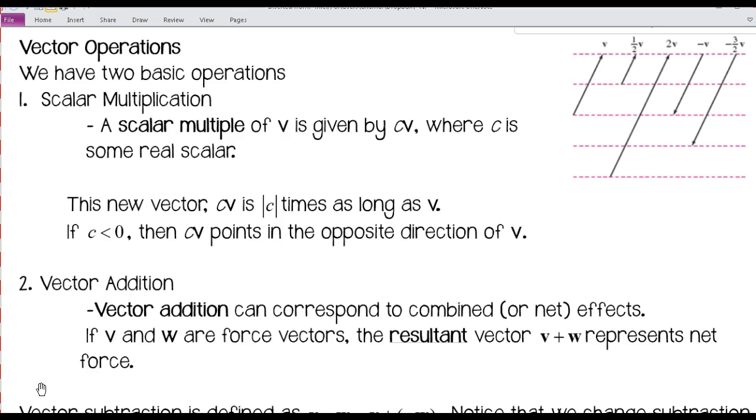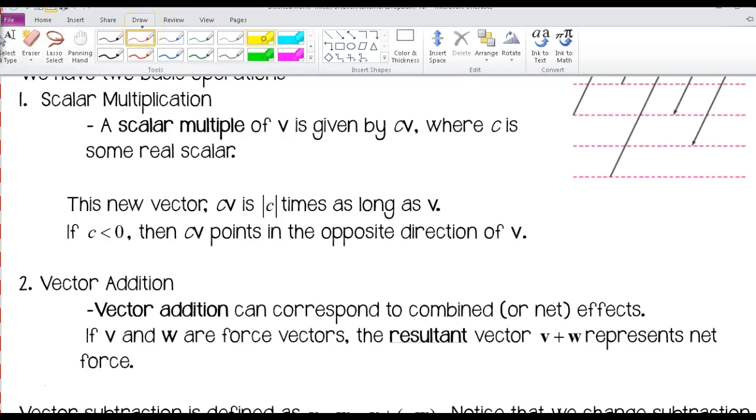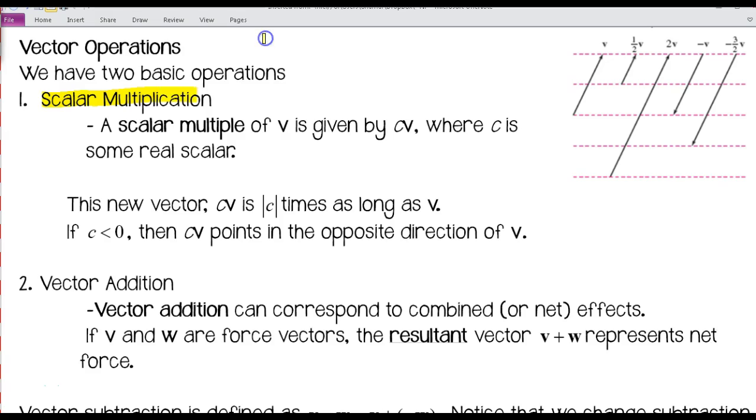So with vectors we have two basic operations. We have scalar multiplication and we have vector addition, which also would include subtraction. Remember from algebra, subtraction is just addition of the opposite. So when we talk about vector subtraction, really we'll just convert it to addition of the opposite, but we'll get to that in a minute.